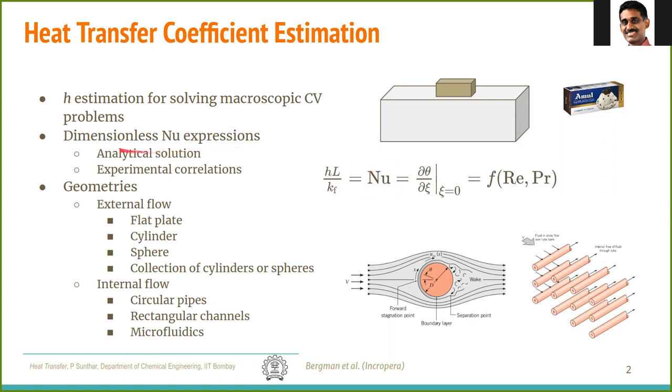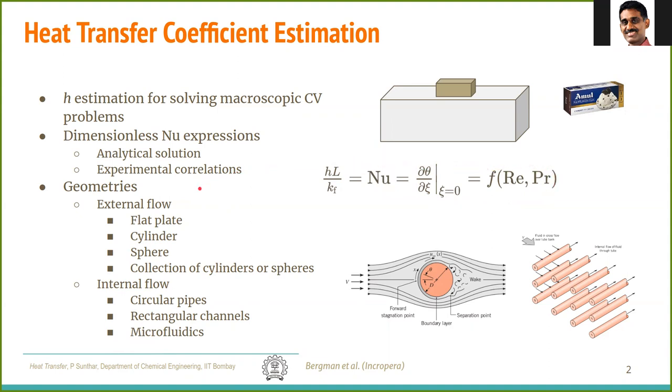For Nusselt number correlations, you can have analytical solutions, in which case the gradient of the dimensionless temperature, the derivative with respect to the perpendicular coordinate at the surface, gives a Nusselt number, or we could also have experimental correlations as a function of Reynolds number and Prandtl number. In effect, we'll have expressions or correlations for Nusselt number from which we can find the heat transfer coefficient. And since these are dimensionless expressions, there are general expressions for each type of geometry.